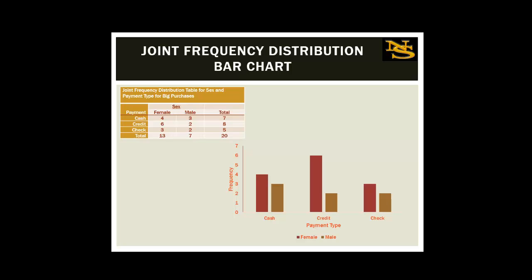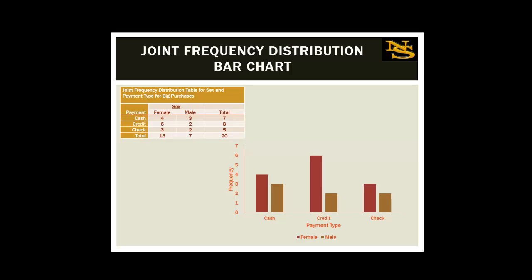So the red bar represents females. How many females paid with, let's look at the first group, cash, 4. The red bar above cash corresponds to a 4 along the frequency. And you can see how those two correspond with one another.